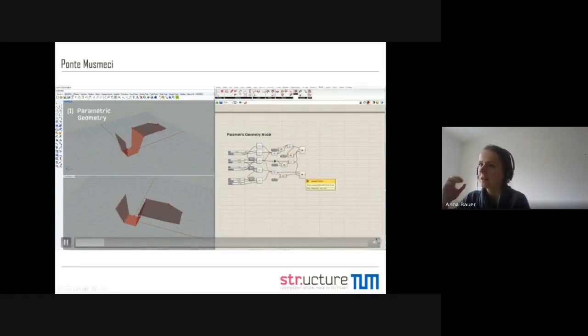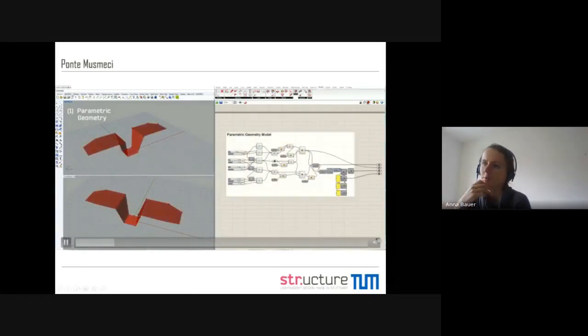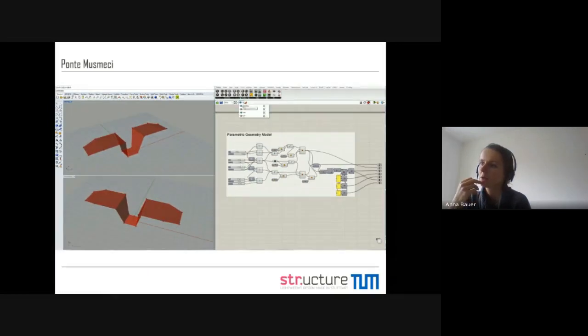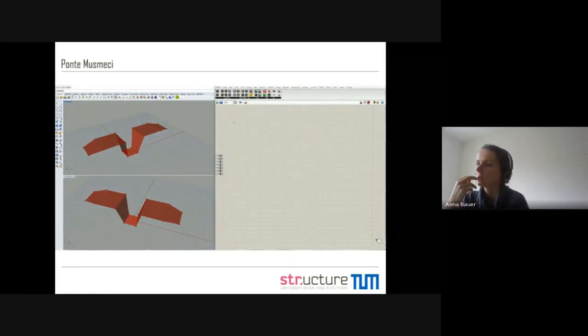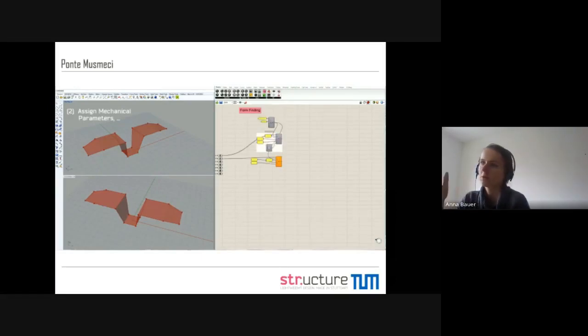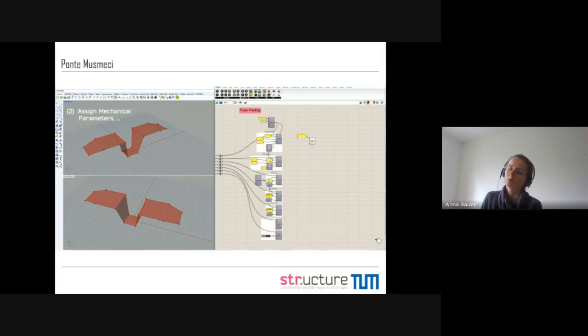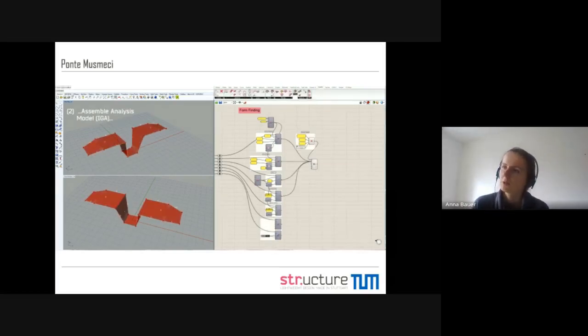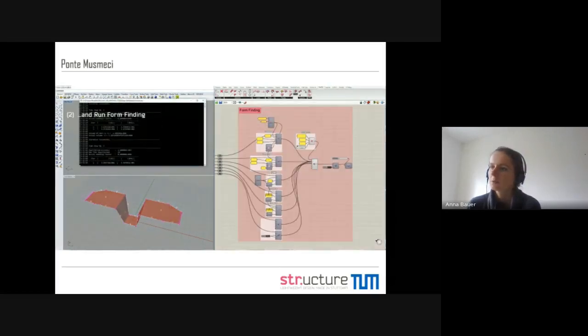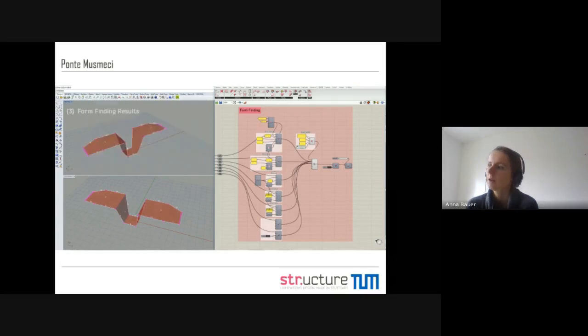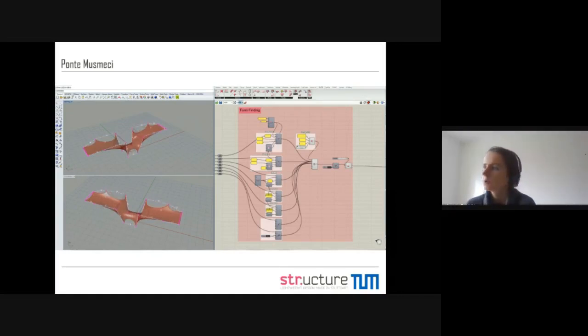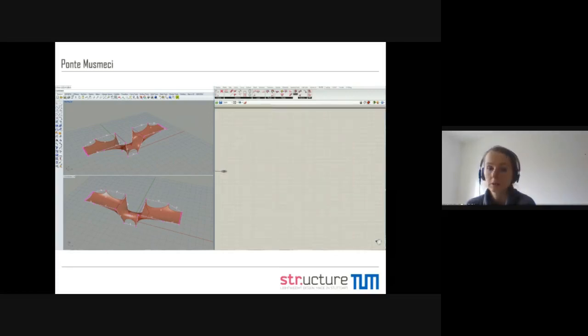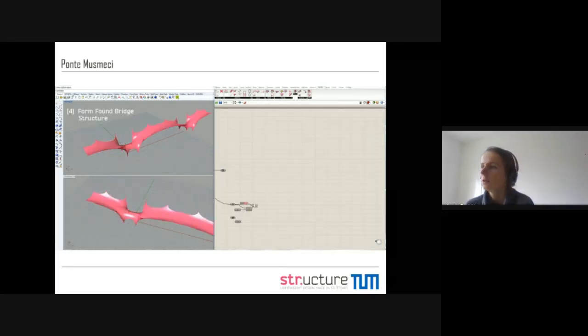So we have the parametric geometry of this Ponte Musumeci, and you can adapt all the geometrical parameters. Then you can do a form finding analysis in order to find an optimal shape. So you add some boundary cables and supports and pre-stresses. You do the analysis, and then you can directly see with the same parametrization the model, which is deforming, so you can get your results back into CAD, so it's not in the FE solver.